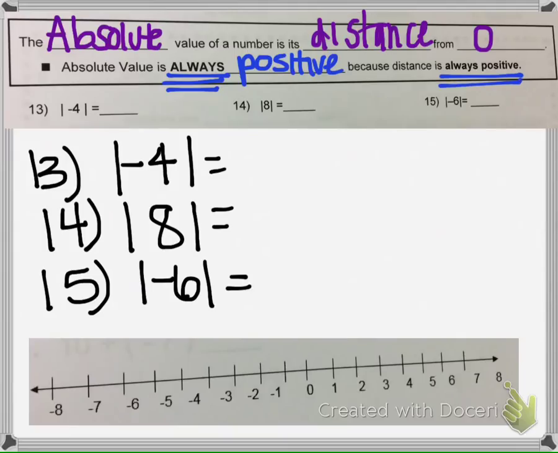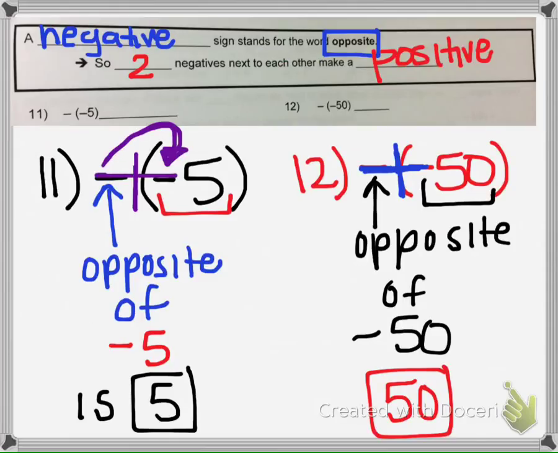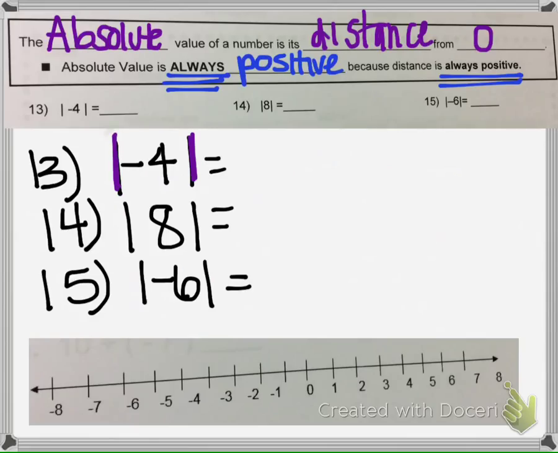So what these vertical lines right here mean, it's different than this. These over here, if you look at example 11 and example 12, these are parentheses. In numbers 11 and 12, they had parentheses. But now these are vertical lines, and that means make the number inside positive. So instead of negative 4, it's going to come out a positive 4.